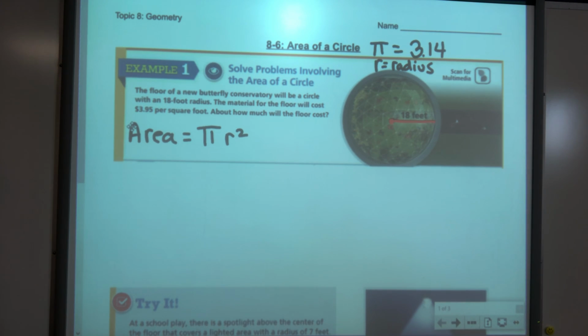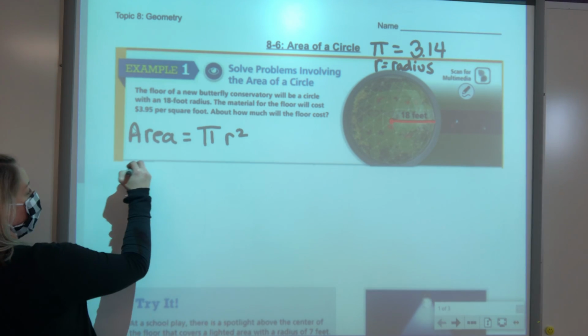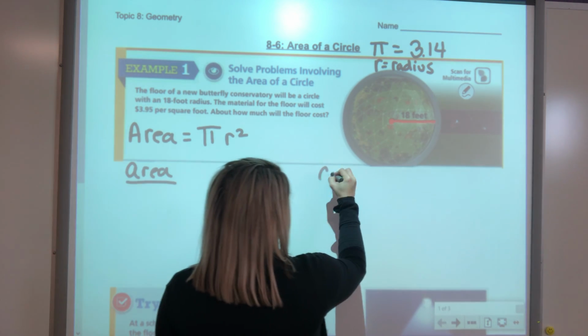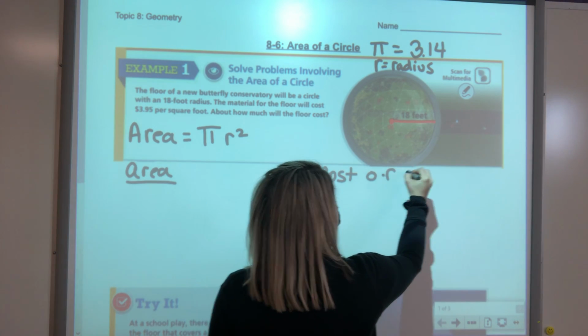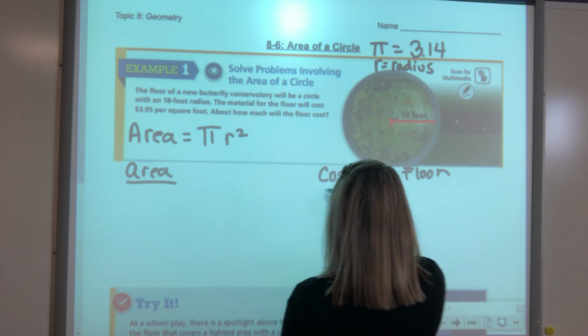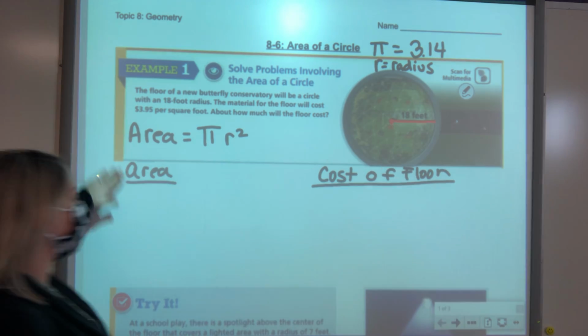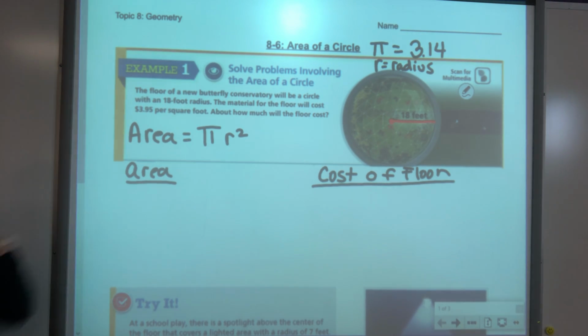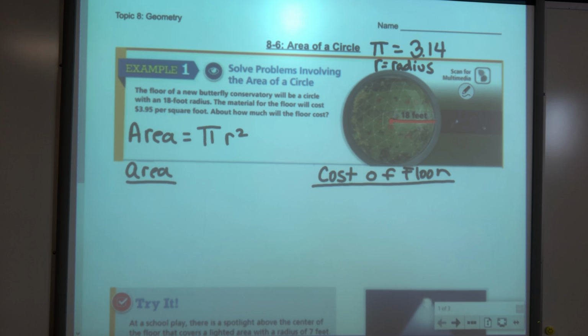So the floor of a new butterfly conservatory will be a circle with an 18-foot radius. The material for the floor will cost $3.95 per square foot. About how much will the floor cost? So not only do we have to find the area, but we also have to find the cost of the floor. So first we have to find the area, so we know what to multiply by $3.95. And then we can find the cost of the floor.